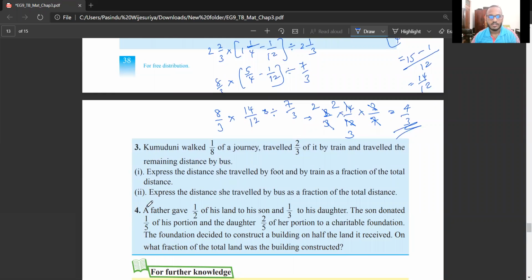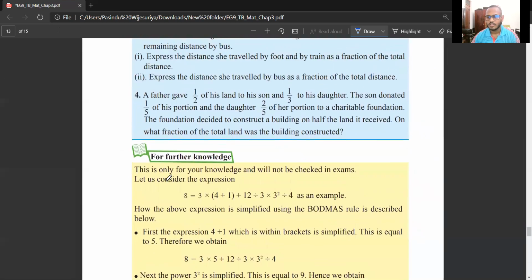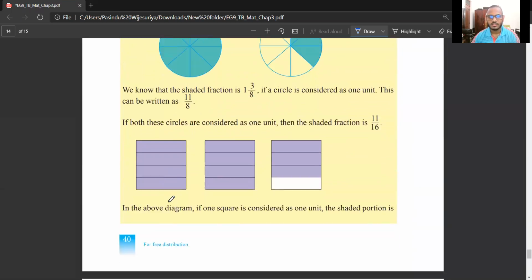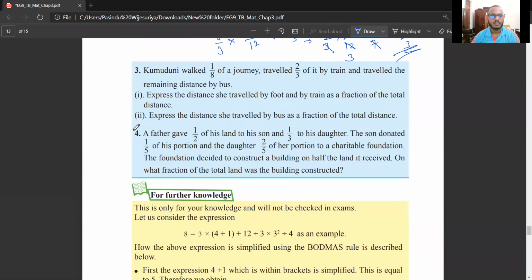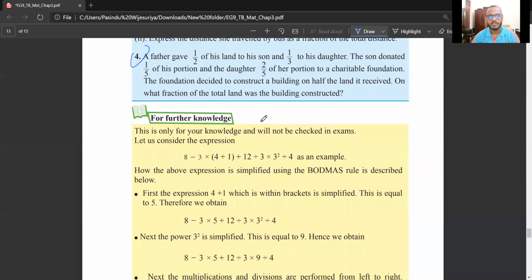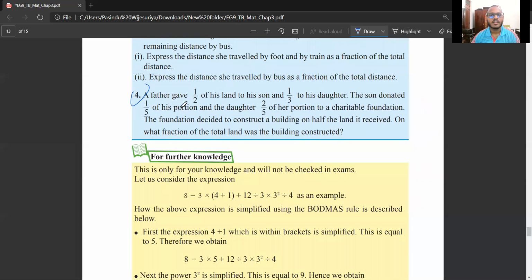So here are the type of questions you can have, word problems. Moving on, let's do the fourth one, which is supposed to be a bit of a difficult question. Let's see. A father gives half of his land. So assuming, let's take this as a huge circle.